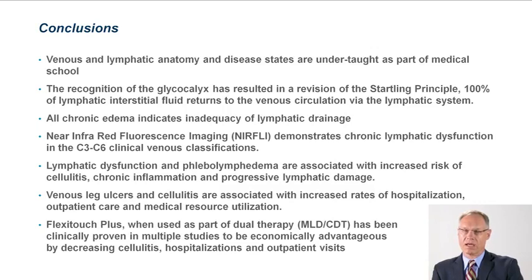The development and advancement of near-infrared imaging has helped us to understand and correlate chronic lymphatic dysfunction with advanced venous disease. Lymphatic dysfunction and phlebolymphedema are associated with an increased risk of cellulitis, chronic inflammation, and progressive lymphatic damage, and we know this to be a vicious circle that, until we treat the underlying lymphatic dysfunction, is difficult to arrest. Venous leg ulcers and cellulitis are associated with an increased rate of hospitalization, outpatient care, and medical resource utilization.